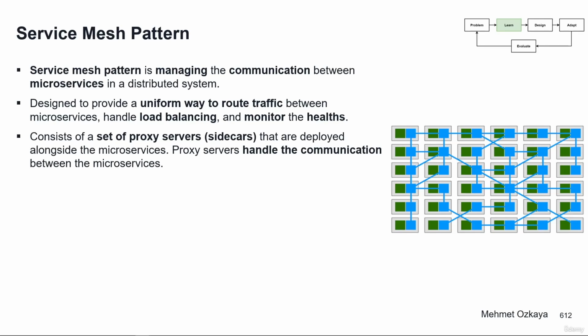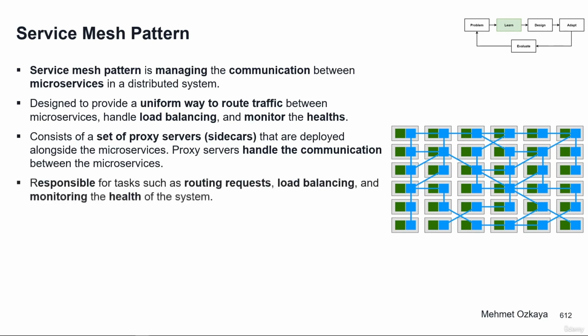A service mesh typically consists of a set of proxy servers, also known as sidecar patterns, that are deployed alongside the microservices. These proxy servers handle the communication between the microservices and are responsible for tasks, for example, routing requests, load balancing, and monitoring the health of the system.